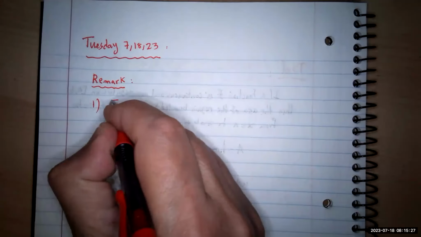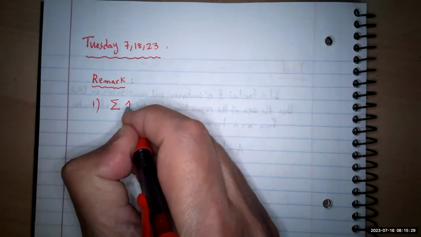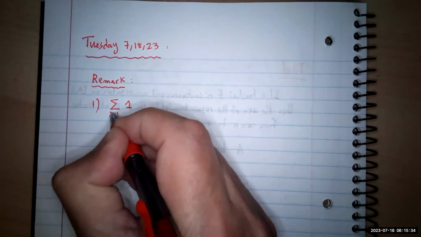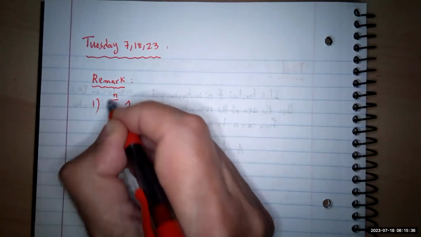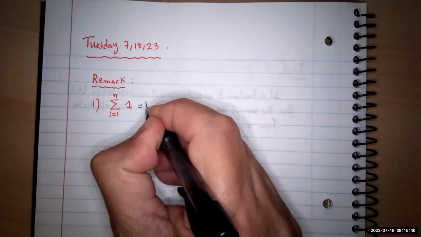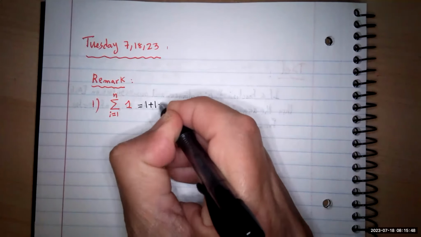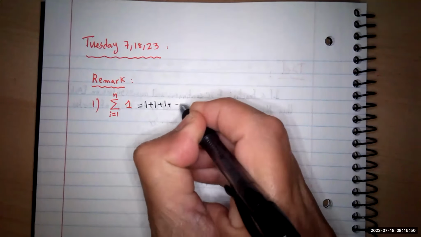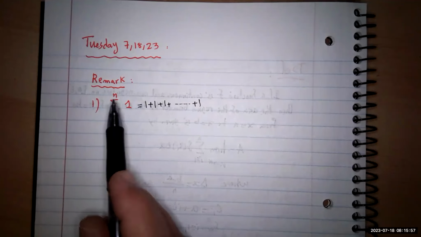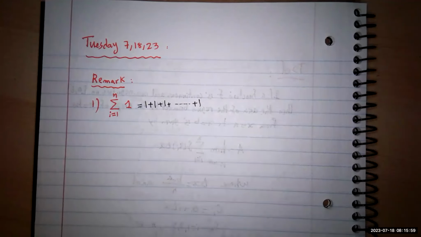You may have to find what is sigma of 1. You may have seen this probably in your pre-calculus class, but we remind you, sigma 1, i from 1 to n. What does it mean? This means 1 plus 1 plus 1 plus 1, 1, 1, 1. How many times? n times. If this is 5, you add 5 ones. The result would be 5.